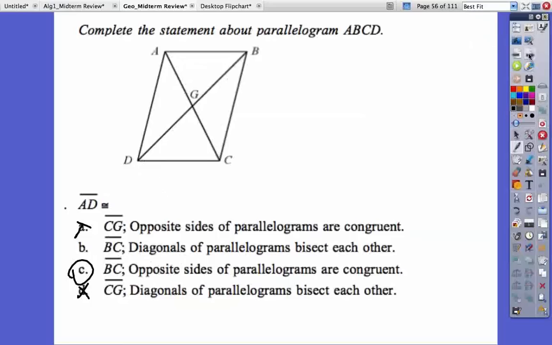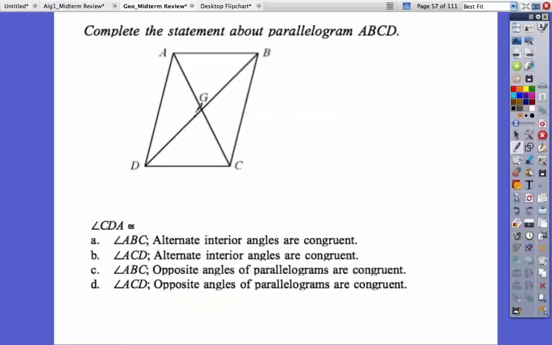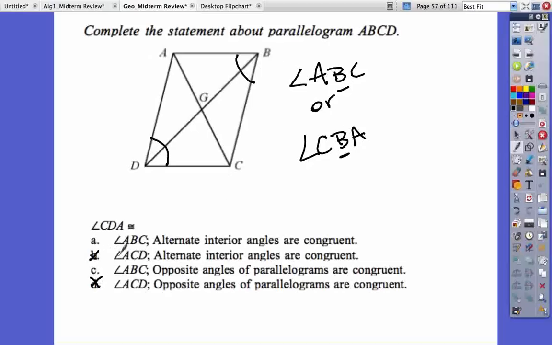Those are the diagonals. Here I have CDA, which is this angle. I know if this is a parallelogram, it is congruent to angle ABC. Or you can write this angle as angle CBA, as long as the B, which is the vertex, is in the middle. So I'm looking for ABC, which is here, A and C. And I know those are opposite angles.